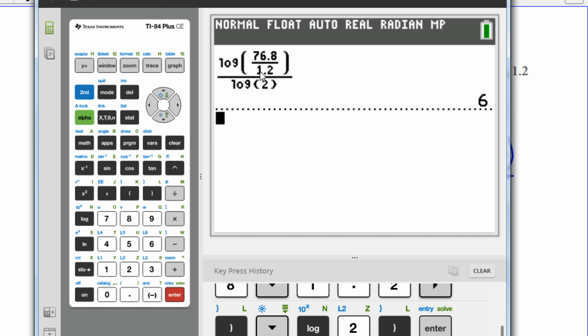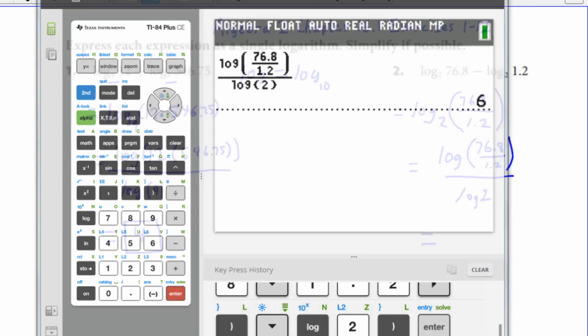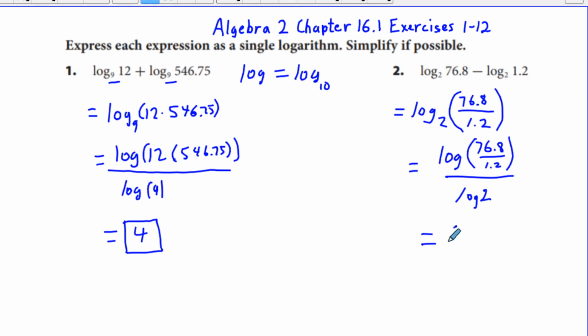So anyway, we work this out, we get 6. So 6 is our answer here.